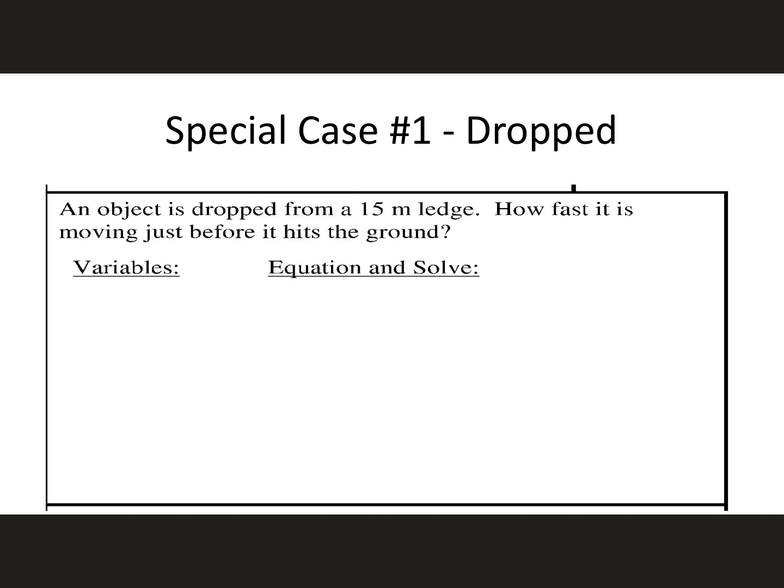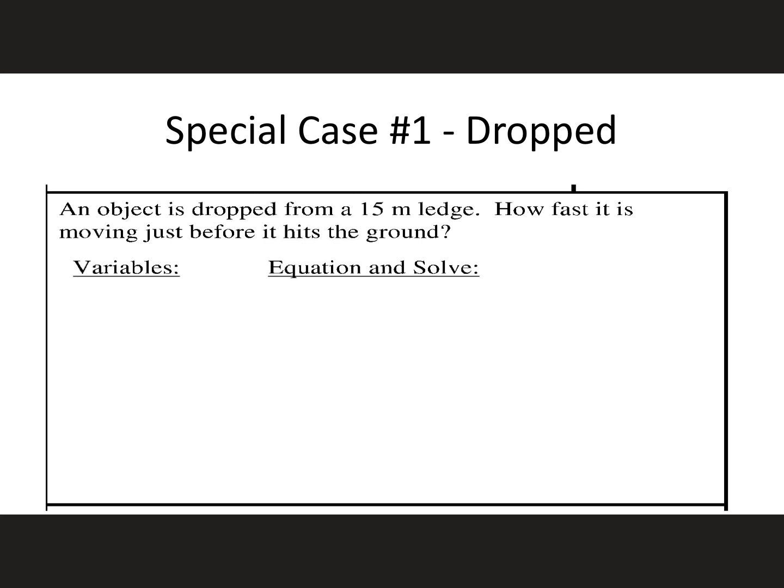All right, special case number 1. You are welcome to go ahead and hit pause after I read the question and try them out yourself, and then come back. Okay, so we're going to start with this. An object is dropped from a 15-meter ledge. How fast is it moving just before it hits the ground? All right, so think about code words here. One big code word is, how do we know it's a free fall problem? One easy way to know it: there's only one number in here. It's a good code. It might be a free fall problem. So hit pause, try it out yourself, and then come on back.